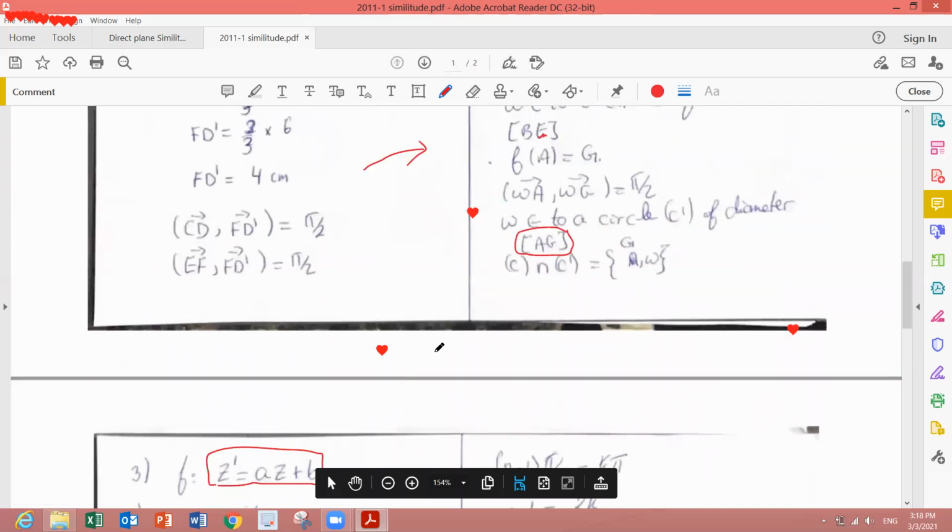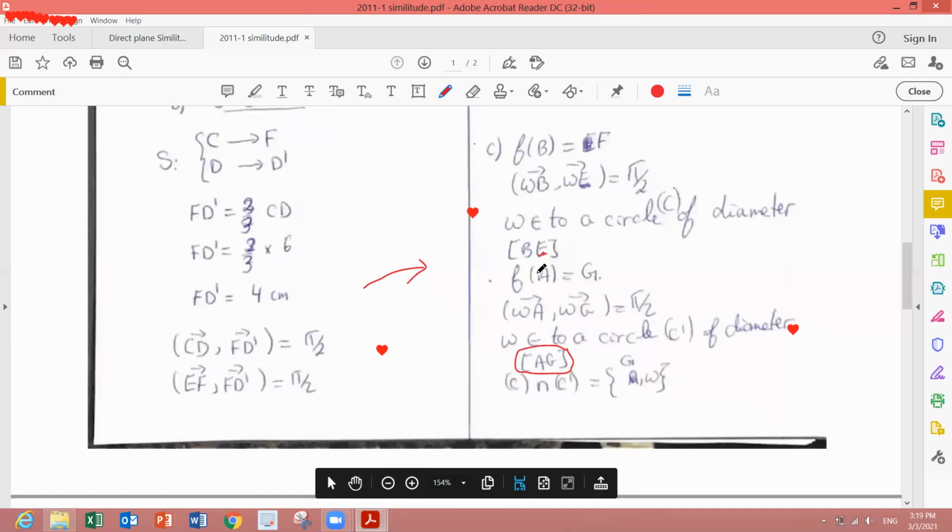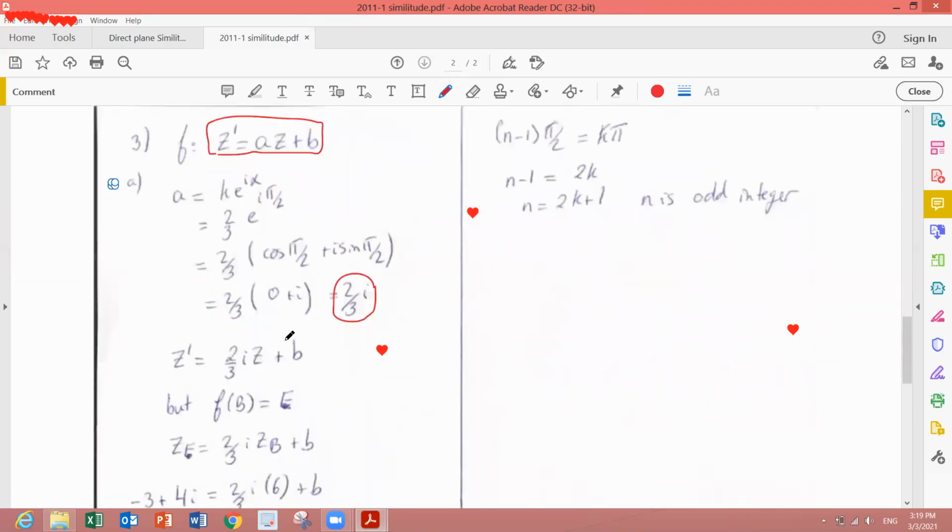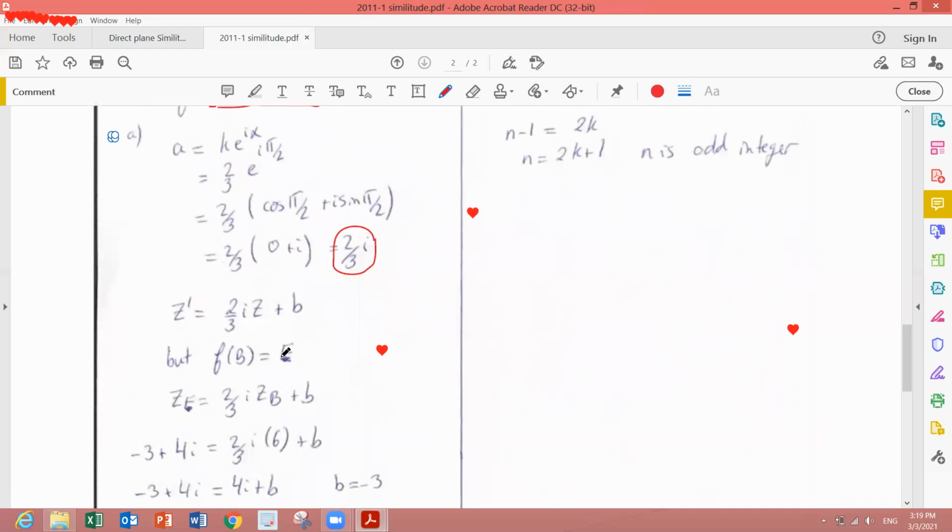To find B, either I can take f of B equals F or f of A equals G. So f of B equals F. So Z prime equals 2 over 3 i Z plus B. F of B equals E, which means ZE equals 2 over 3 i ZB plus B.